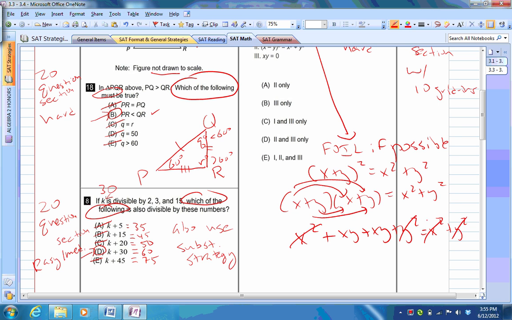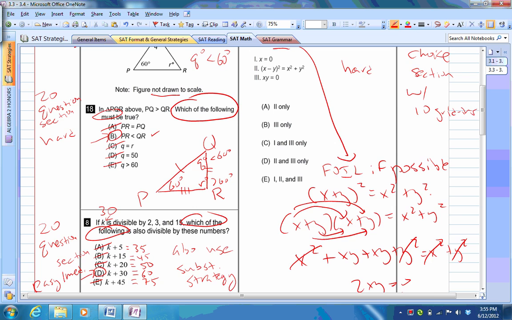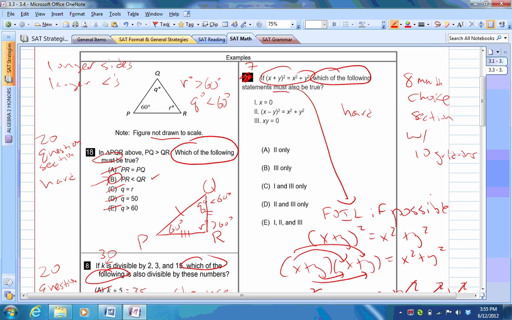Notice how those cancel. So 2xy equals 0, or xy equals 0. So does x have to be 0? Not necessarily. Y could be 0 and this would be true. So this doesn't necessarily have to be true because they have the word must, not could.